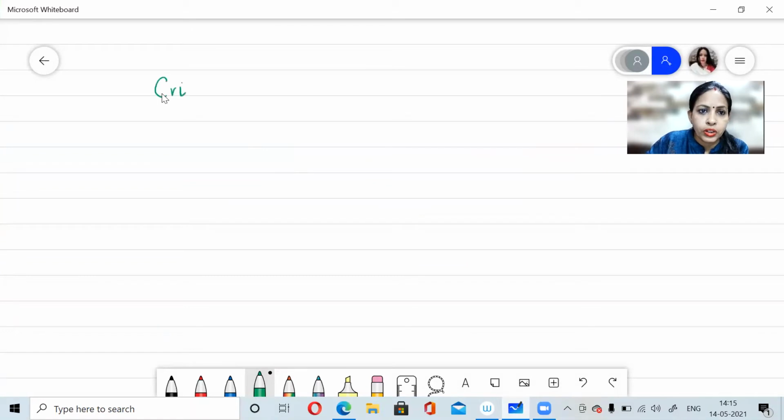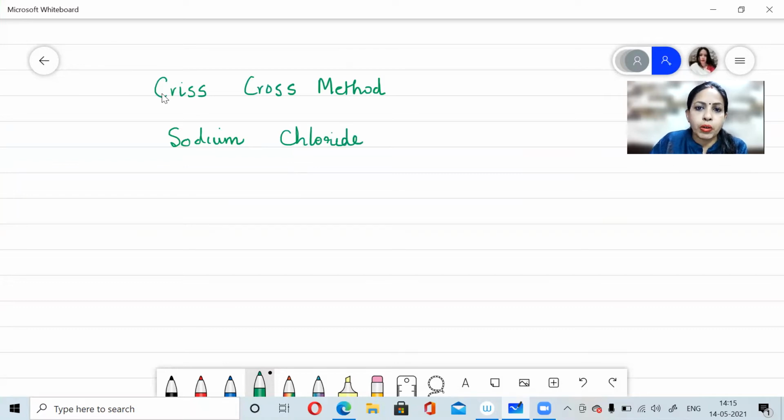Now, the crisscross method. What is this crisscross method? Suppose the name given is sodium chloride, and you are supposed to write its formula. As we discussed in the first session, the best way to remember the cation and anion is that in the name, the first word represents the first name. First name means the cation, and cation means the positive one.